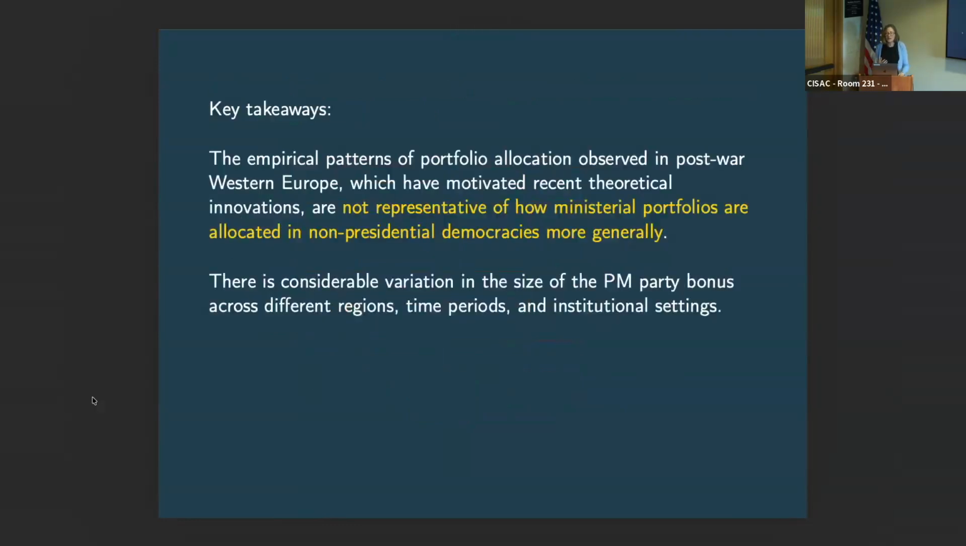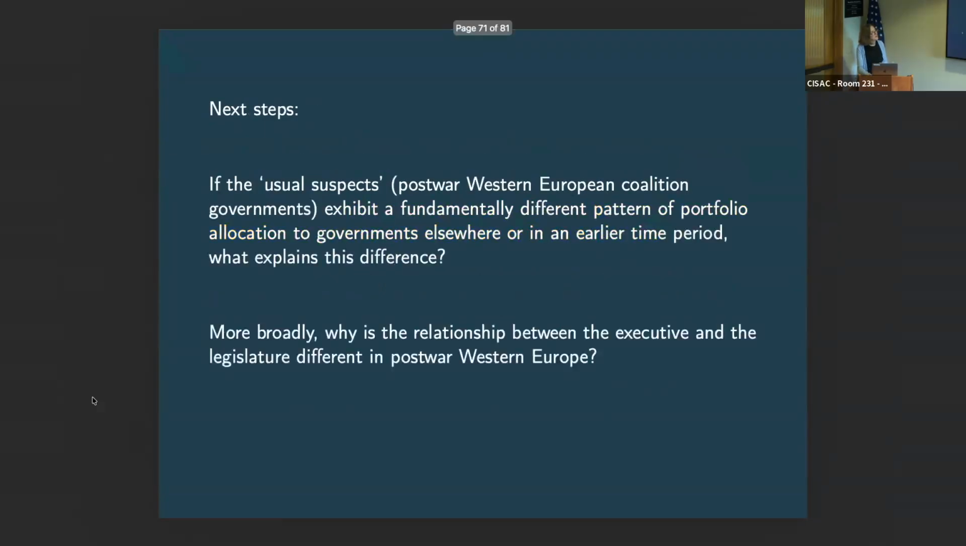So what we're finding is that these empirical patterns of portfolio allocation that we've seen for decades, that we've been studying in post-war Western Europe, don't generalize. They're not representative of how ministerial portfolios get allocated more generally. And we also see considerable variation in the size of the prime ministerial party bonus across these different regions, time periods, and institutional settings. So our next steps are to try to figure this out.